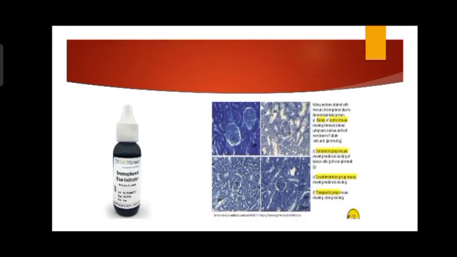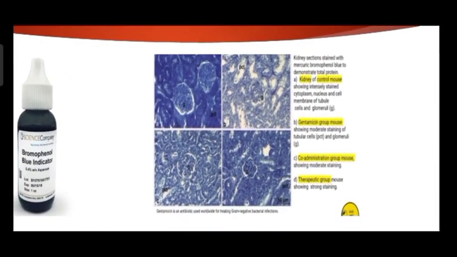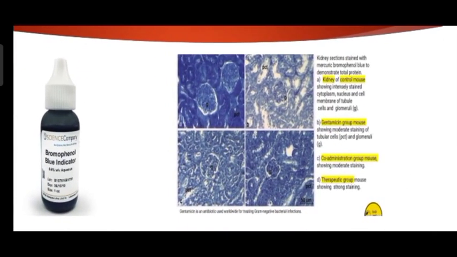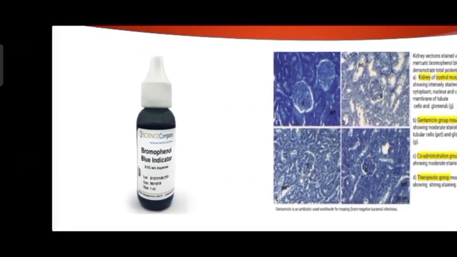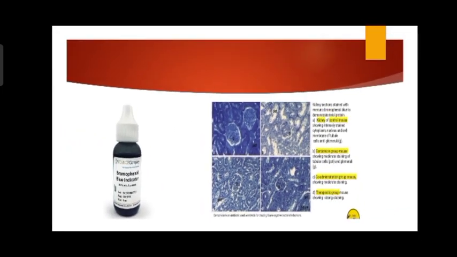So here you can see the presence of protein. This blue stained tissue shows the presence of proteins, and these four figures are kidney sections that are stained with mercuric bromophenol blue to demonstrate the proteins. And you can see this bottle, this is the bromophenol blue indicator. So this is about the demonstration of proteins.